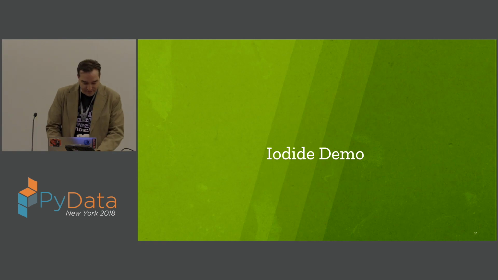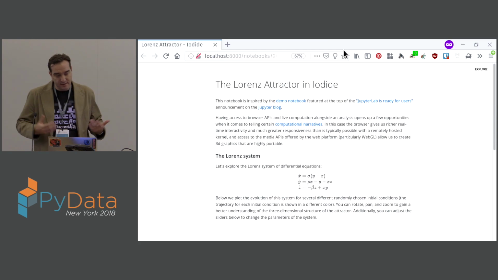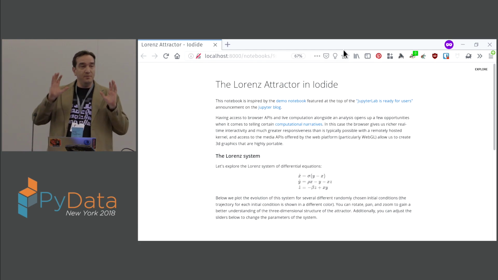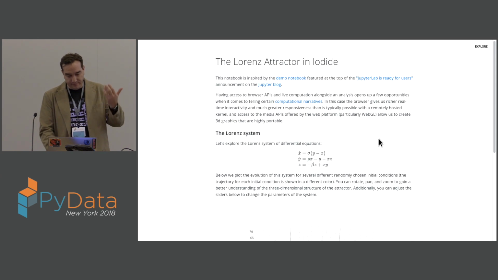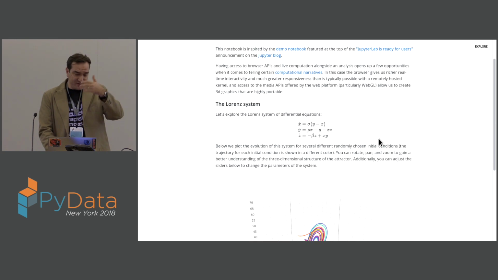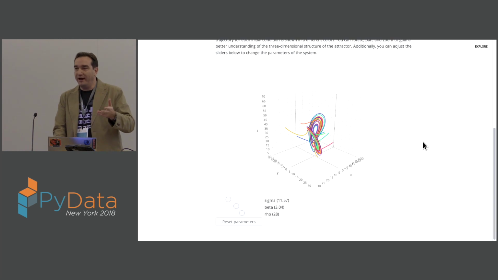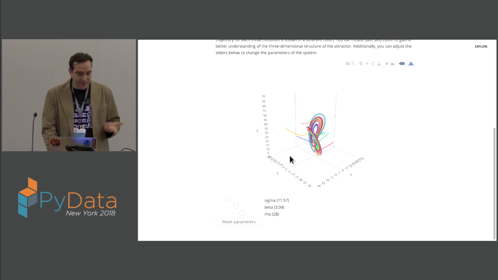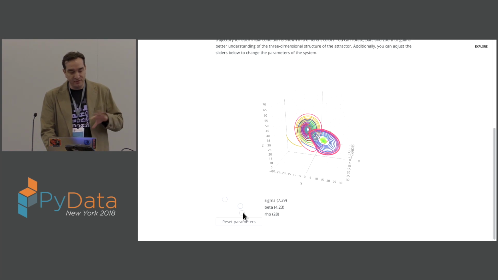Okay, so I'm going to do a quick demo of that. This is what an Iodide notebook looks like. It's communication first. This looks like a blog post or a document, right? It has this explicative text. You can put math in there. And then generally you'd have something interactive, an interactive visualization. Here we have a Lorenz attractor demo. All the computation here is happening in the browser. I can change some of the parameters. And all this is very low latency because there's no server it's going to. It's all happening right here.